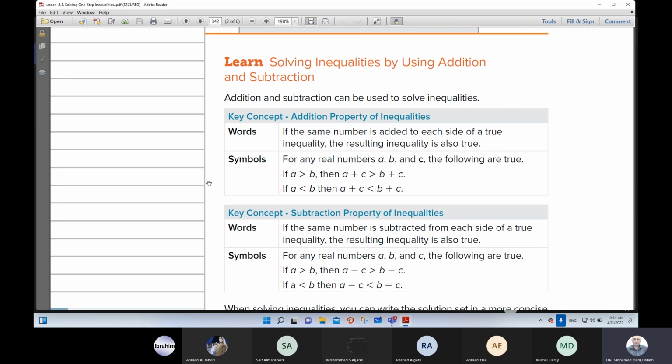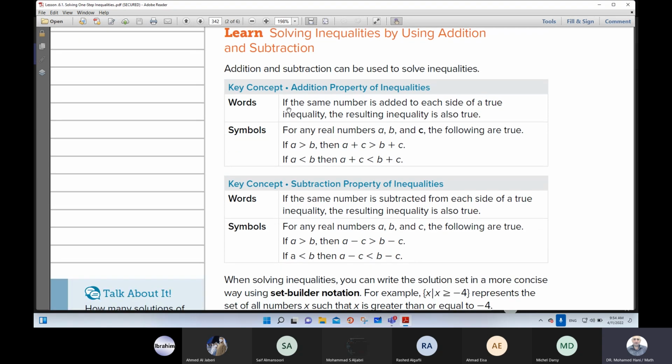Now solving inequalities by using addition and subtraction. Addition and subtraction can be used to solve inequalities. If the same number is added to each side of a true inequality, the resulting inequality is also true.